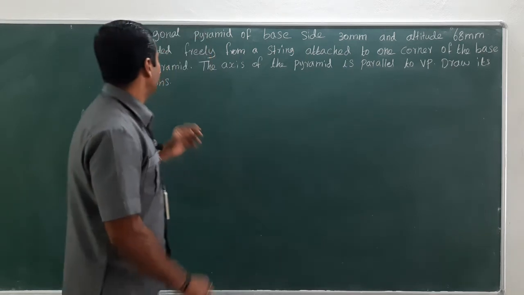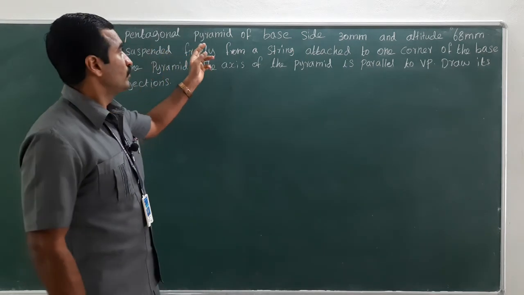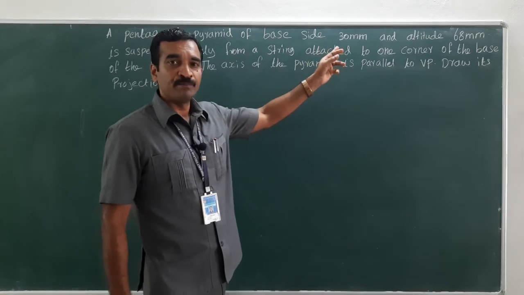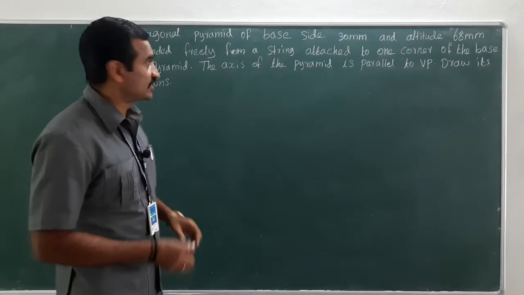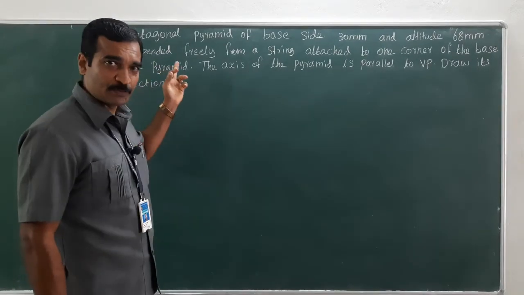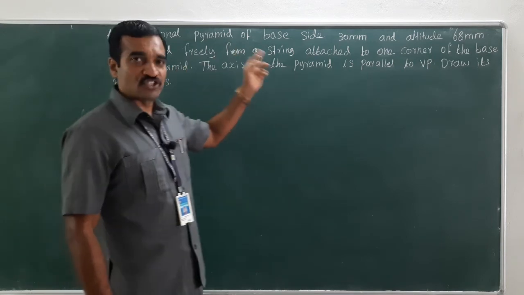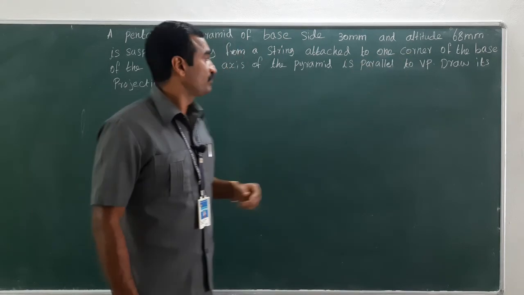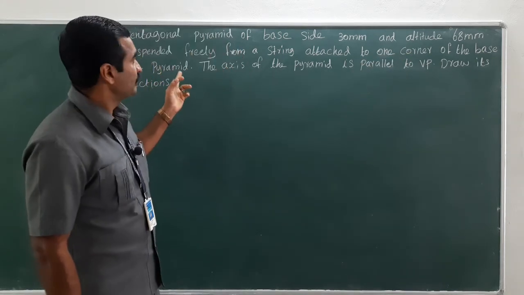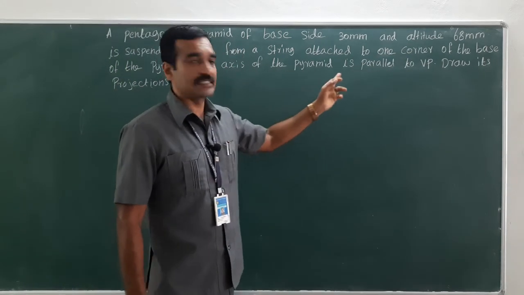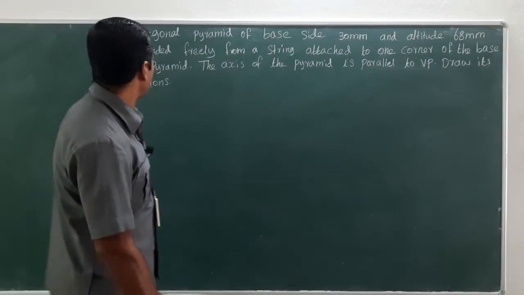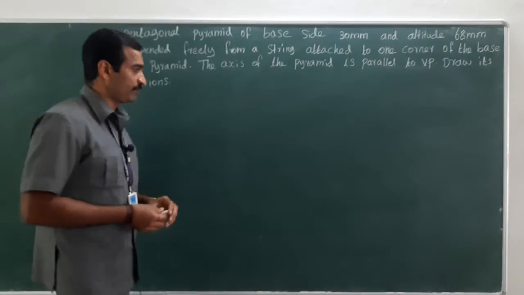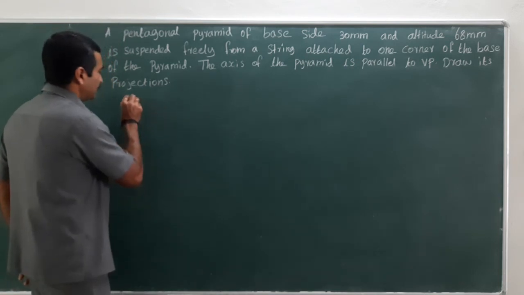A pentagonal pyramid of base side 30 mm and altitude 68 mm is suspended freely from a string attached to one corner of the base of the pyramid. The axis of the pyramid is parallel to VP. Draw its projections. So, given data.